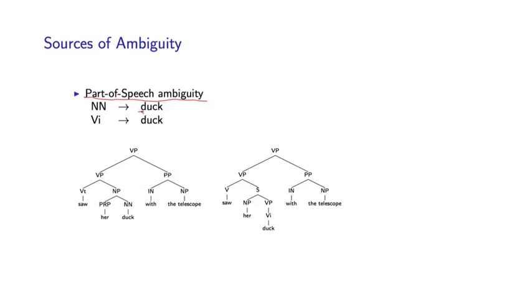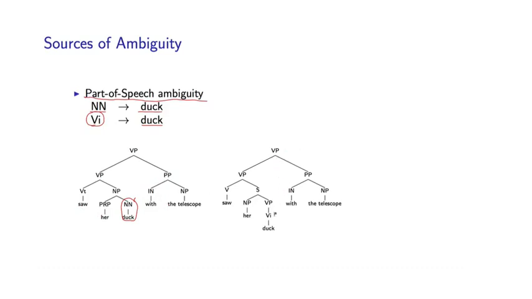So here's one example. The word duck can be a singular noun, but it can also be an intransitive verb. So it's ambiguous for its part of speech. These types of part of speech ambiguity frequently lead to multiple possible parse structures for a particular sentence. And I've shown you two examples of a verb phrase structure for the string saw her duck with the telescope down here. So in this first structure, duck is a singular noun. And this structure basically corresponds to the interpretation where somebody is seeing the duck using the telescope to see the duck.